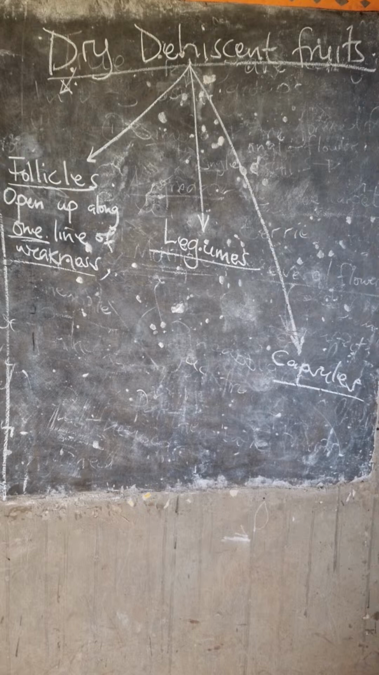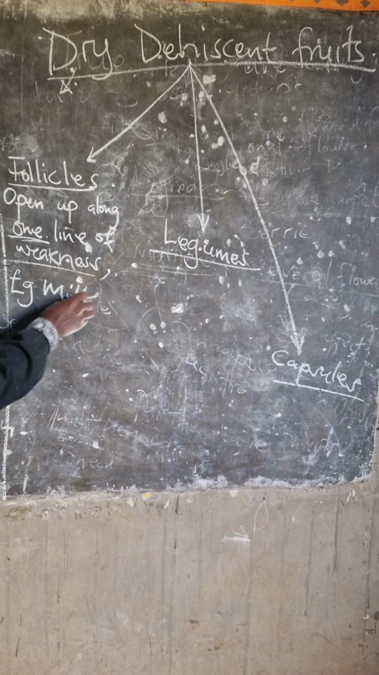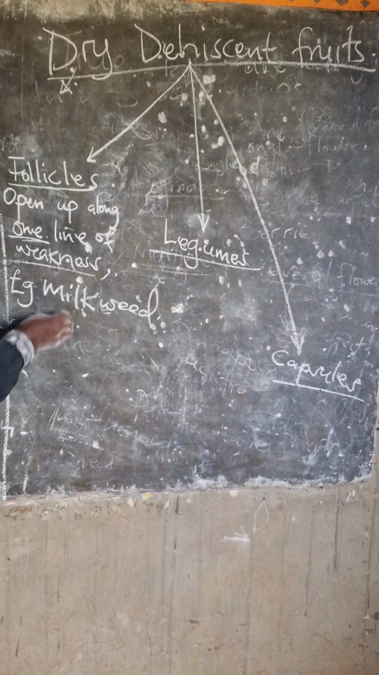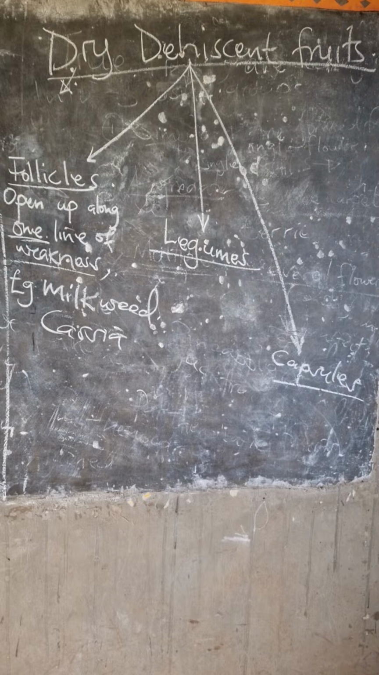So I'm giving examples of follicles. We have the milkweed, the cassia fruit. They are the commonest. The magnolia, these are good examples of follicles. They only have one line of weakness along which they open to release the seeds.